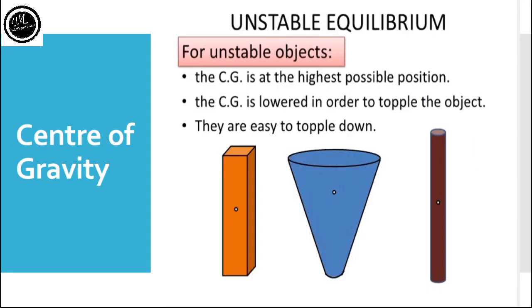So that's why we can see these are the unstable objects. In unstable equilibrium, the center of gravity is at the highest position. If I want to topple over these objects, or unbalance them, what do I have to do? I have to lower the center of gravity. And how can I do it? I can simply tilt these bodies slightly. If I slightly tilt these bodies, their center of gravity will be lowered.